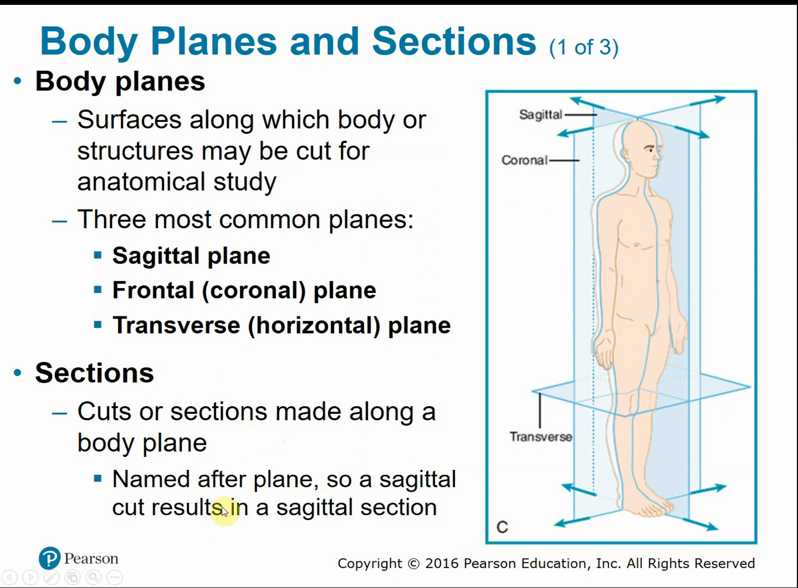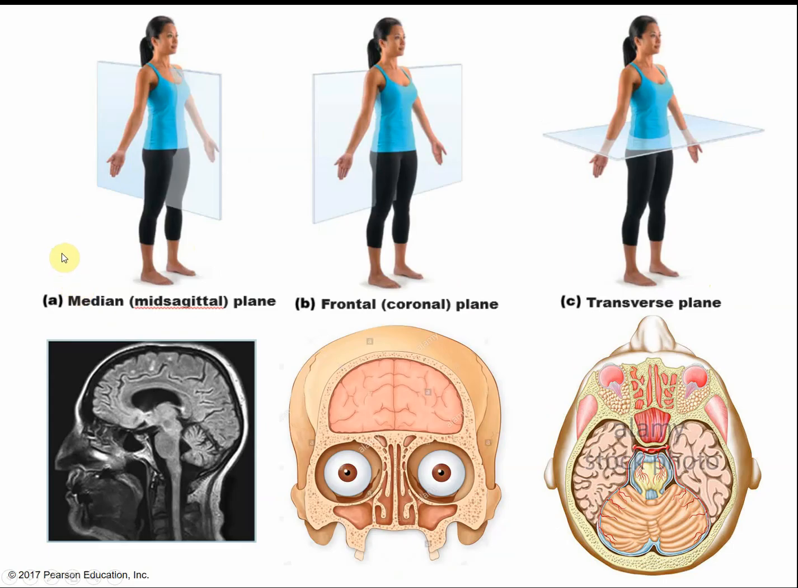So a sagittal cut would result in a sagittal section. Looking at a sagittal section, if we were to cut the body in half this way, you would see a side view from this angle. If the body is cut directly down the middle, it's called a mid-sagittal plane, but we can have sections that are off-center, and those would just be called a parasagittal plane.